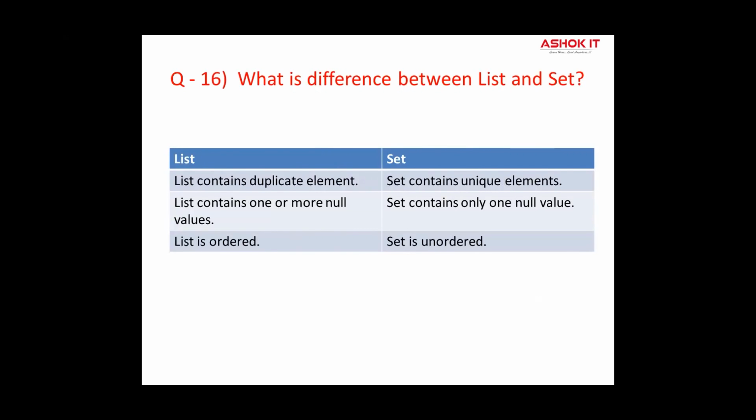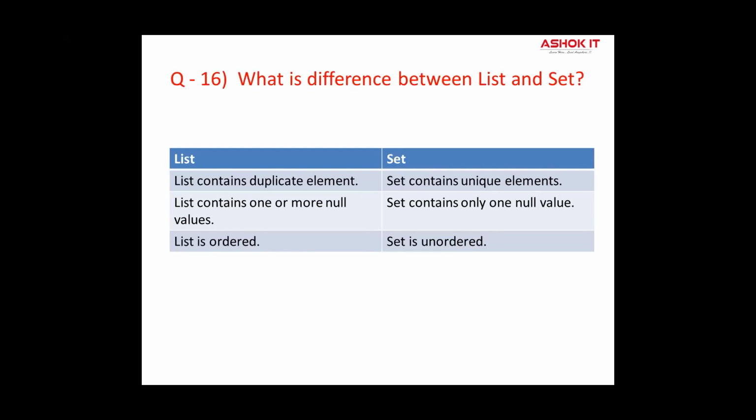List allows us to add the same or duplicate elements, whereas set does not allow duplicate elements. In list, the insertion order is maintained, whereas in set, insertion order is not maintained. List allows us to add any number of null values, but set allows us to add at most one null value only.